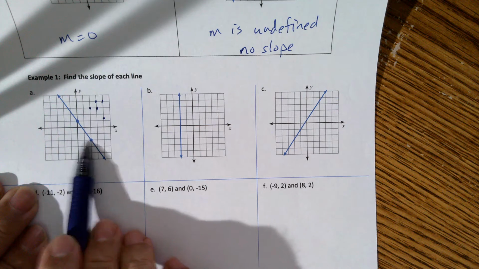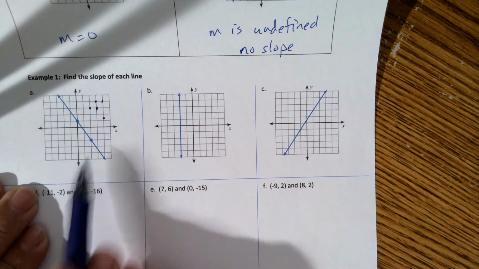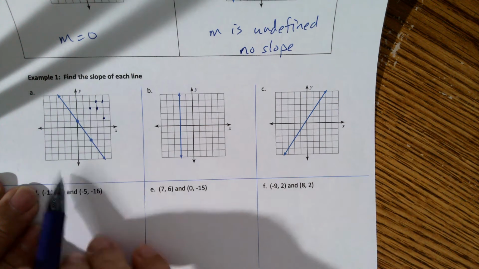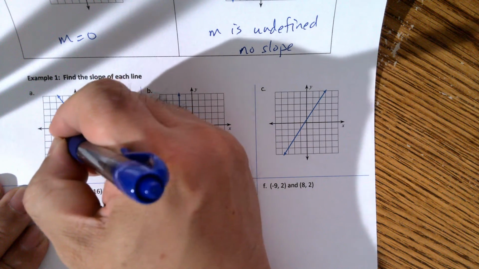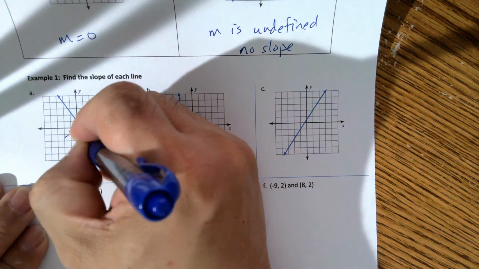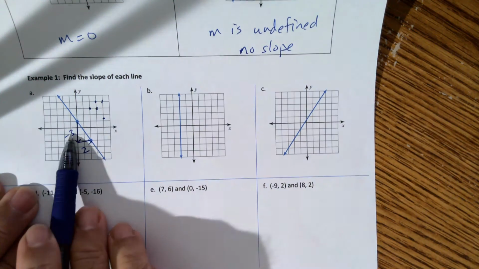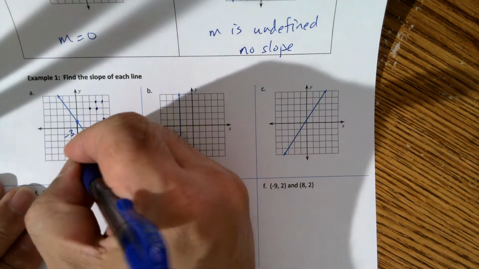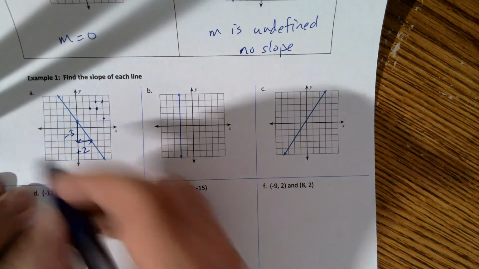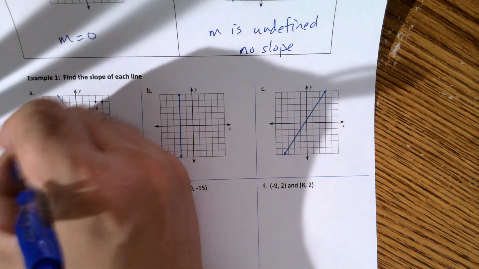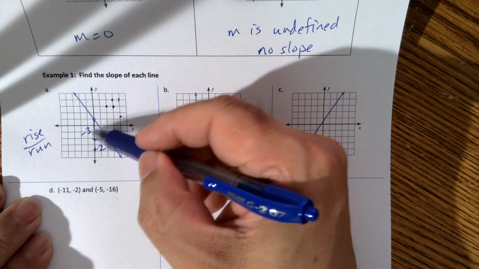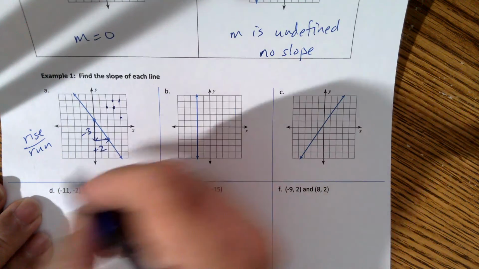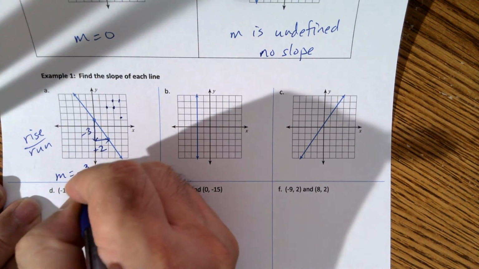So there are 2 points on lattice points, and you want to go from left to right. It's easier that way. So I'm going down 3 and right 2. When it's down, it's negative, and right is positive. And remember, it's rise over run. Rise is the up and down, and run is the sideways. So this has a slope of negative 3 over 2.